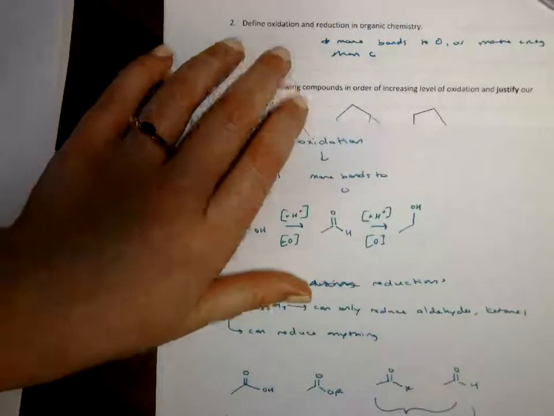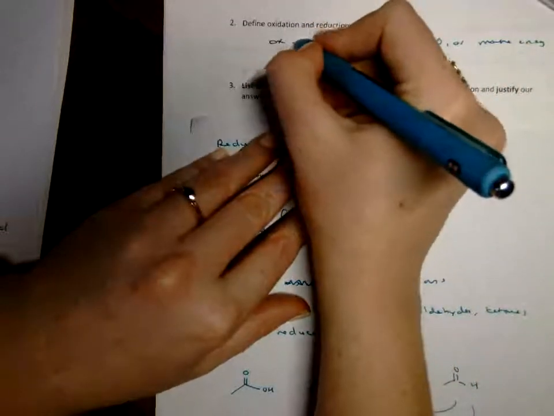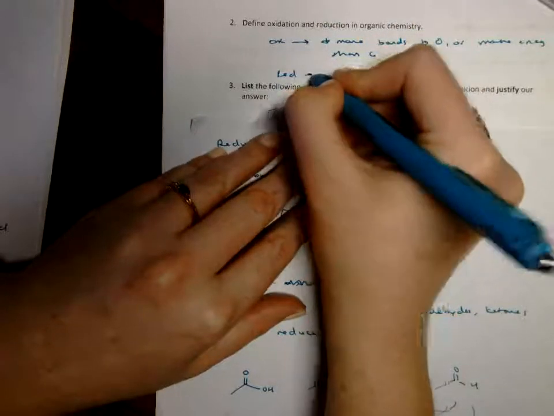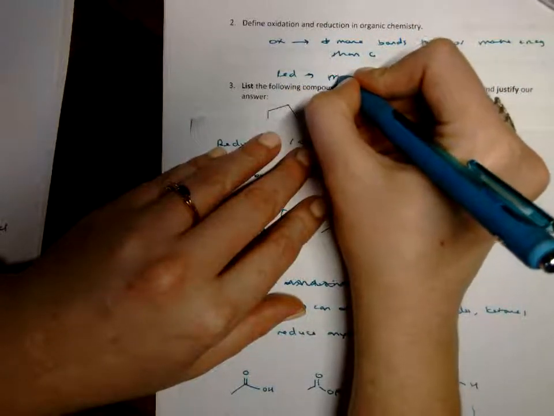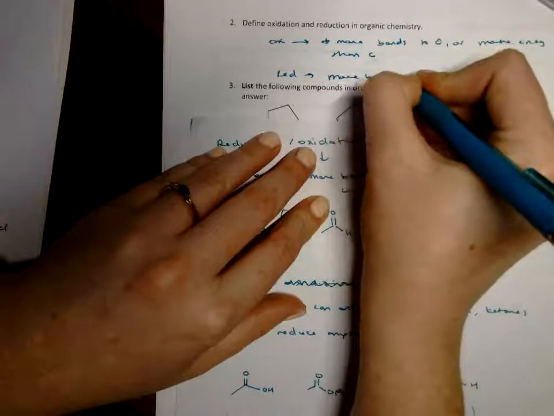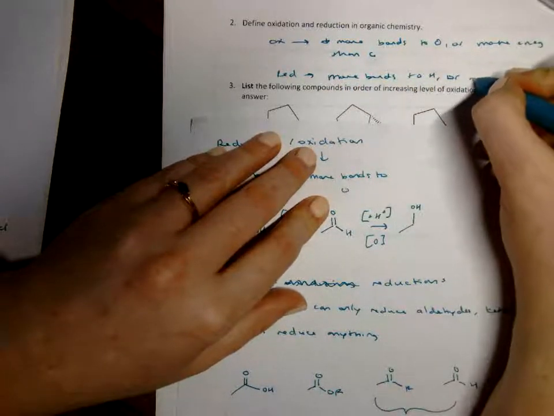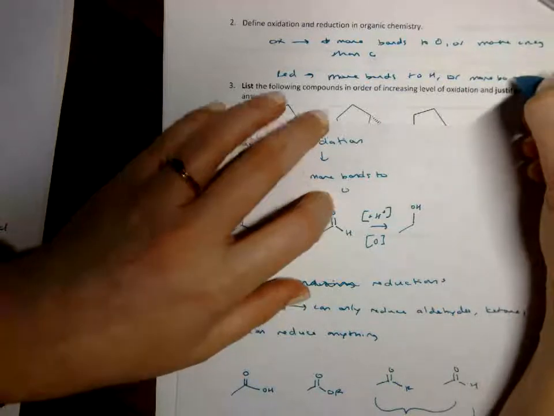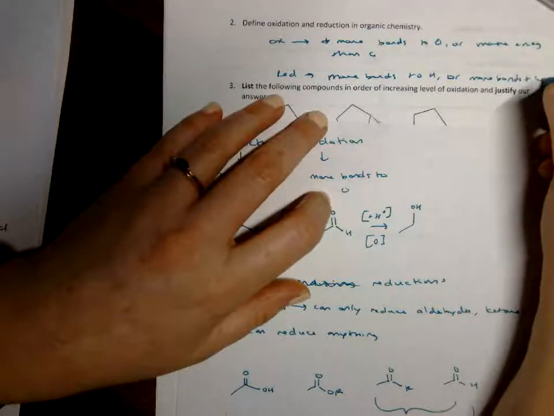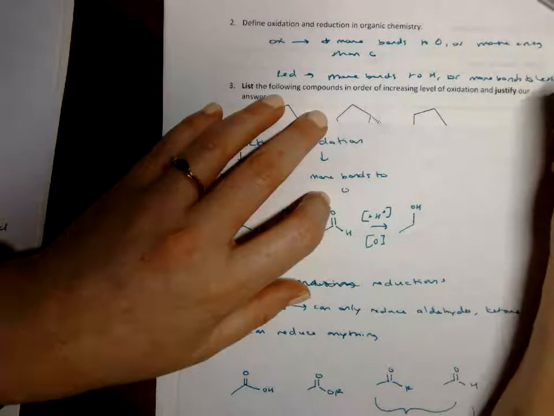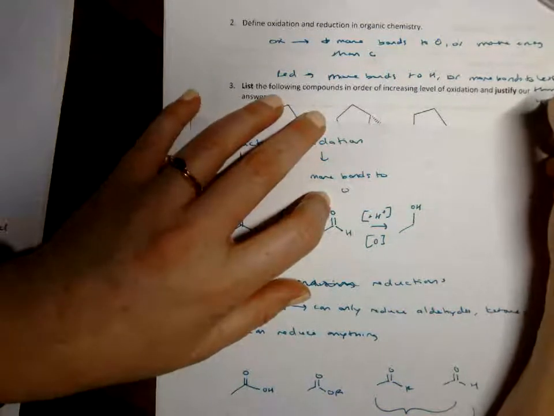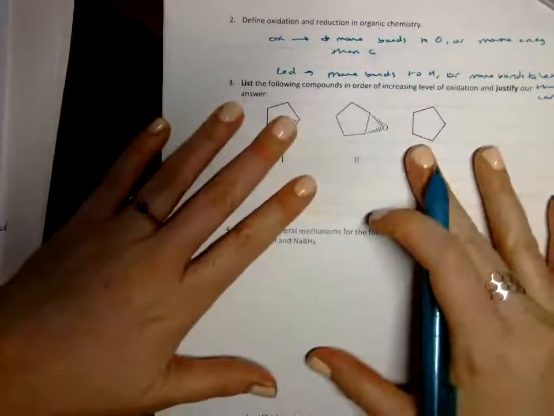Carbon's kind of in the neutral there, so that's oxidation. And reduction is more bonds to hydrogen, or more bonds to something less electronegative than carbon. And then we can go down here and apply this to a practice problem.